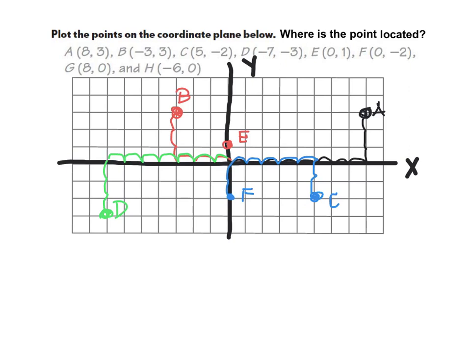Point G is at 8, 0, which means I go 1, 2, 3, 4, 5, 6, 7, 8, and nowhere up or down. This would be right here, point G, that's on the x-axis. And point H is at -6, 0. So I see that points G and H are on the x-axis, points E and F are on the y-axis. Point A is in quadrant 1, point B is in quadrant 2, point D is in quadrant 3, and looks like C is in quadrant 4.